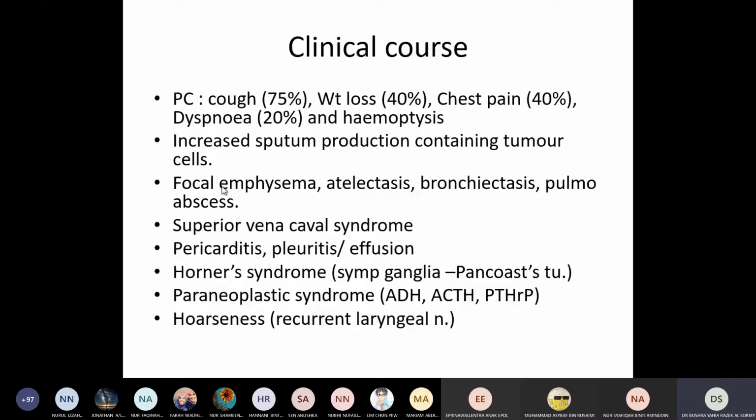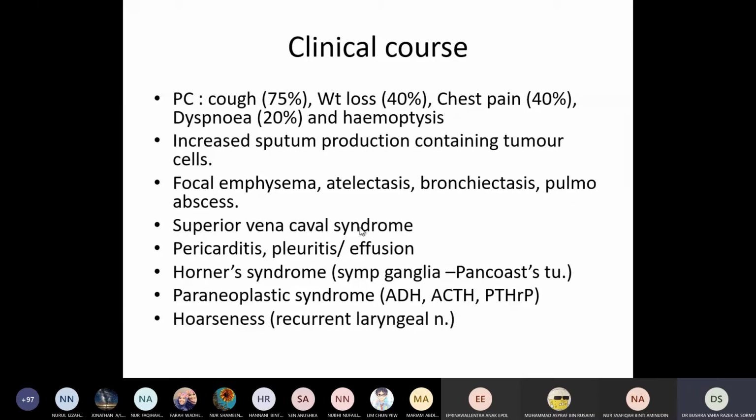So the lung cancer patient may have emphysema because of the obstruction. Also atelectasis, also due to obstruction. Bronchiectasis, also when there is obstruction, leads to infection and proliferation of the infectious agent. Also pulmonary abscess, if there is infection with obstruction, can lead to pulmonary abscess. This is one of the presentations, or sometimes the complications, of lung cancer.